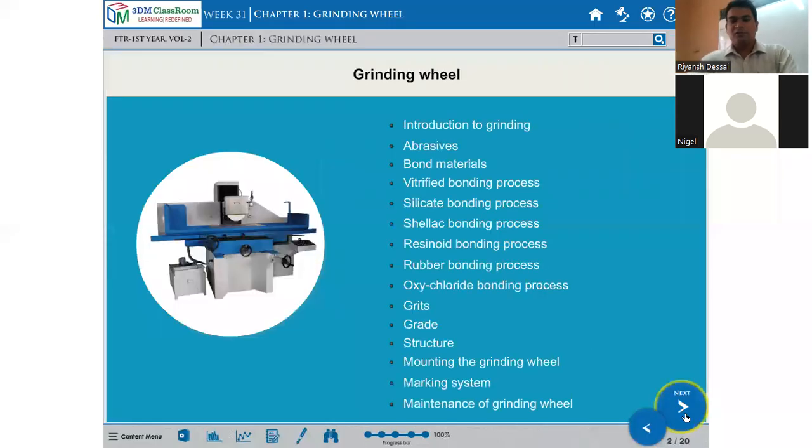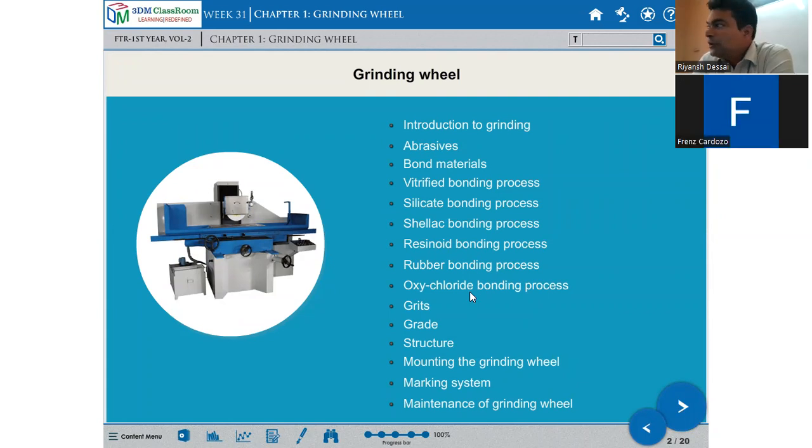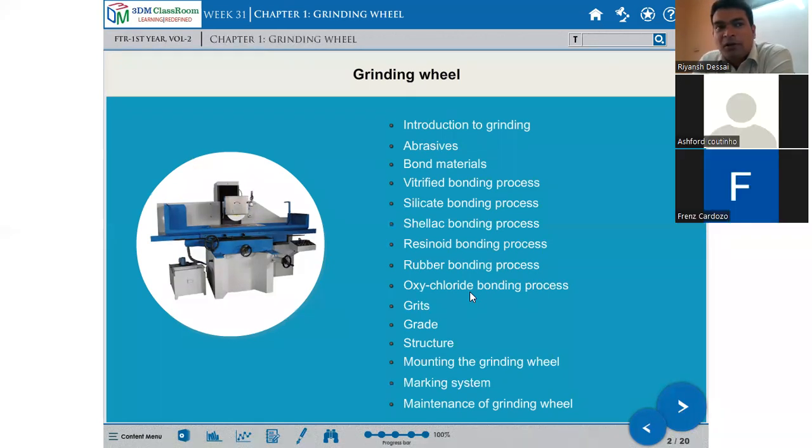In the last class, we explained about grinding machines, grinding wheels, and what the different parameters used in grinding wheels are. For example, abrasive, wheel, grain size, bond, etc. Now we'll see in the software today.